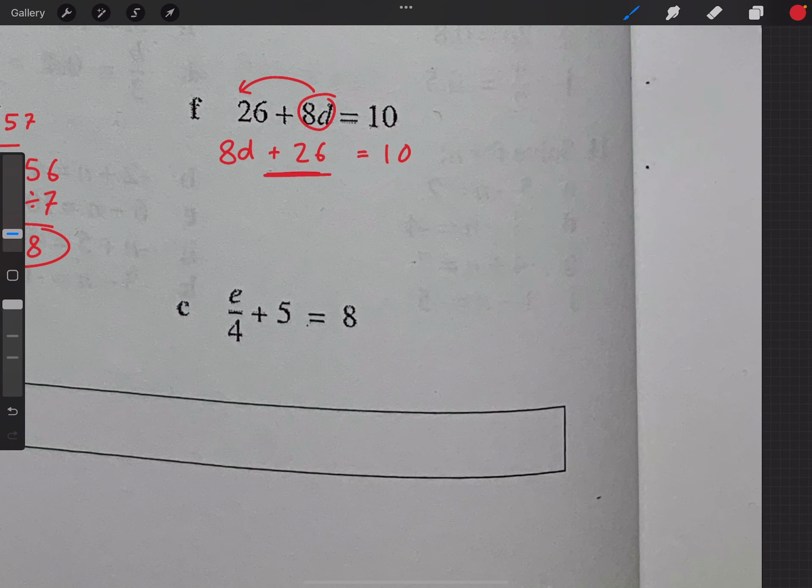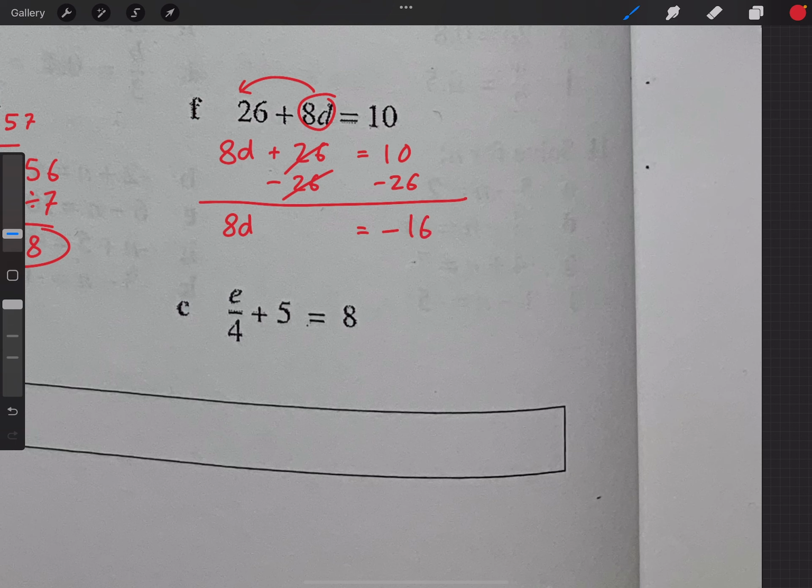You've got a plus 26. Okay, so let's minus 26. Minus 26 from both sides, and you're going to get 8d. Okay, so these two minus each other is going to cancel out, so there's nothing to write down there. 8d is still 8d, and then 10 minus 26 will be minus 16.